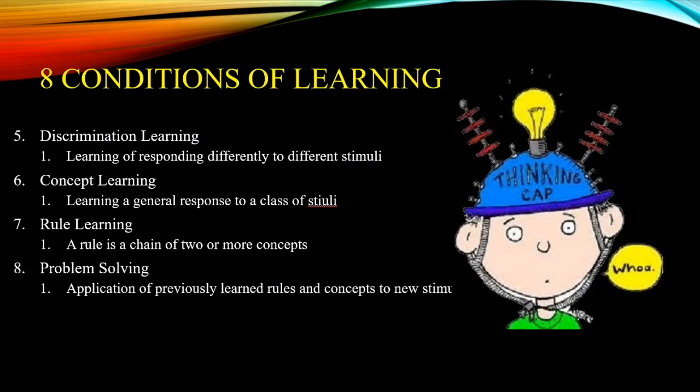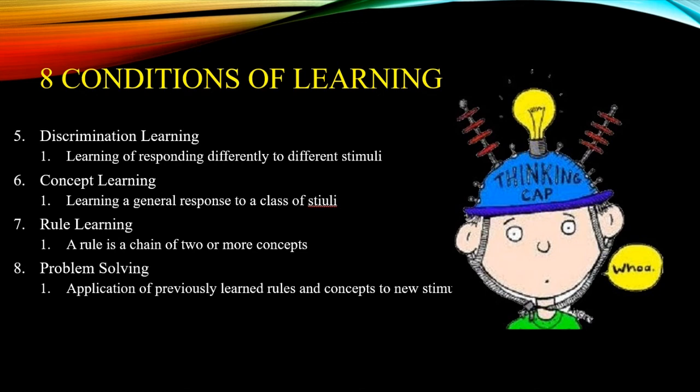The 5th condition is called discrimination learning. This is when the learner is able to generate different responses to similar but systematically different stimuli. An example would be a doctor determining the cause of abdominal pain in a patient immediately following abdominal surgery. The doctor must differentiate the cause of pain between different possibilities such as gas, internal bleeding, incisional pain, or infection.